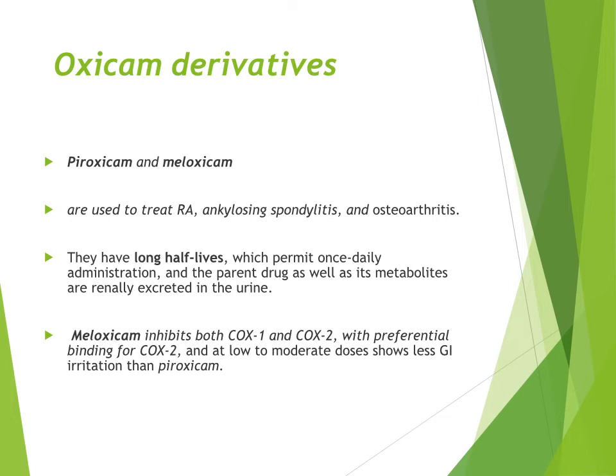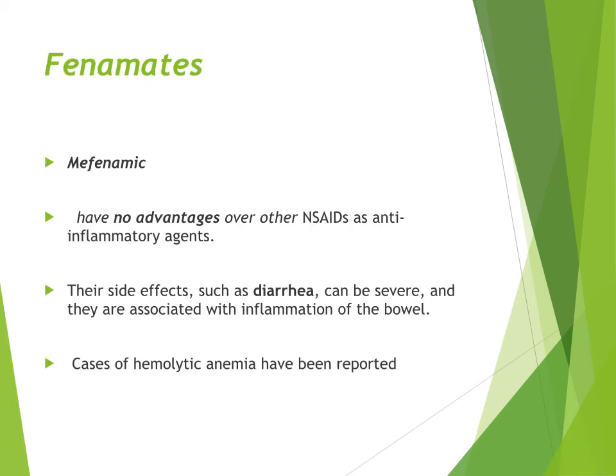Meloxicam is an inhibitor of both cyclooxygenase 1 and cyclooxygenase 2, but it has preference for cyclooxygenase 2, so it's considered somewhat a selective inhibitor of the cyclooxygenase 2 enzyme. So at low to moderate doses, it will show less GI irritation than other non-steroidal anti-inflammatory drugs and piroxicam. We have the fenamates, such as mefenamic acid. They don't have an added advantage over other non-steroidal anti-inflammatory drugs, so they share the same mechanism of action and the same effects. Side effects can include diarrhea, which can be severe, so they can be associated with inflammation of the bowels, and also cases of hemolytic anemia have been associated with these agents.